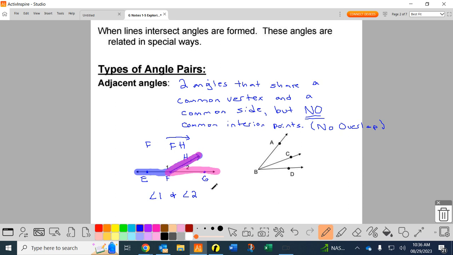Okay, on this next one, tell me what the vertex is that they share. What's their common vertex? B. And then the ray that's in between them, the ray they would both touch would be ray what? BC. Nicely done. BC.